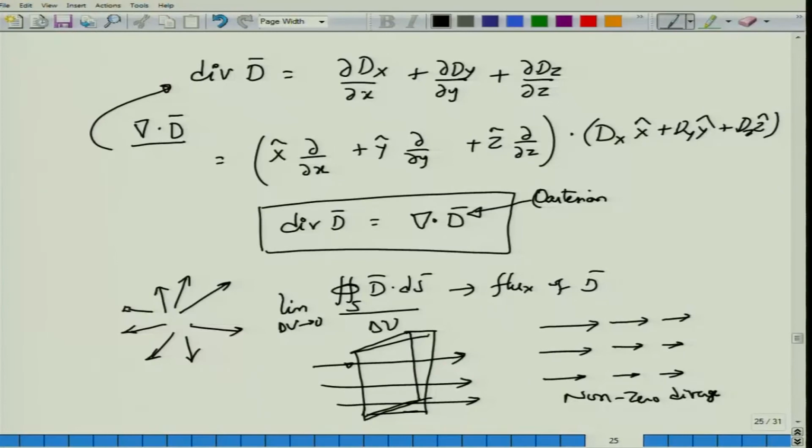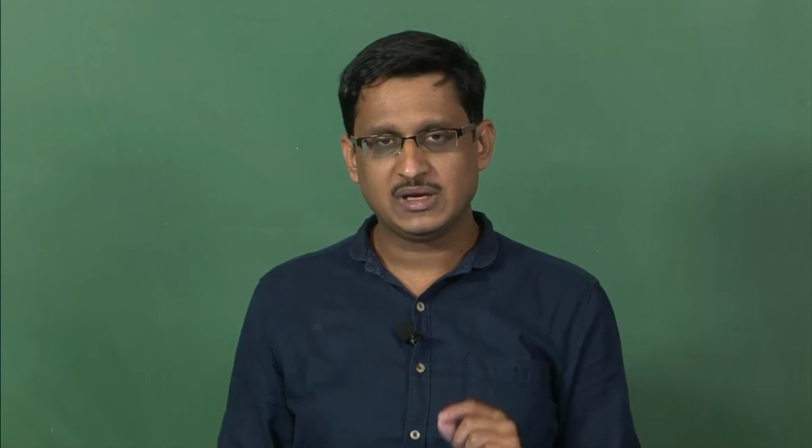This is slightly non-intuitive because divergence you normally assume to be something like rays coming out or rays going in, but you can also have a non-zero divergence for the case that we have considered here. So, this is all about divergence in the Cartesian coordinate system. You will immediately see when we talk of Maxwell's equations why divergence is very important.